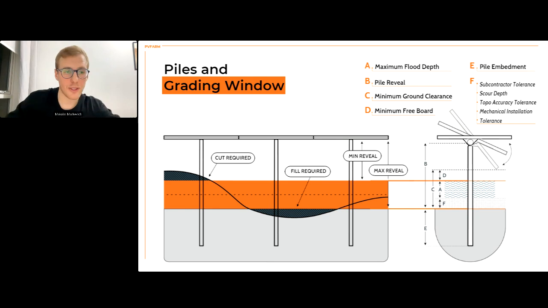Okay. So the first factor is piles and grading window. Essentially, grading window is when your terrain fluctuates, you also have water flooding areas. You have high water levels, like half a foot, one foot, a quarter foot, etc. All those components define the grading window, and essentially they define the difference between minimum pile reveal and maximum pile reveal. So the grading window adds to the length of your pile, the minimum and maximum, which is seen above the ground, right?